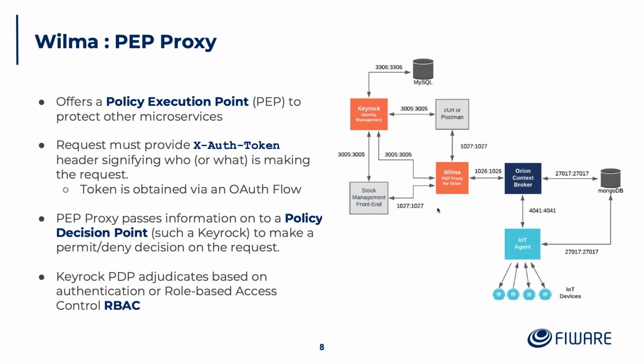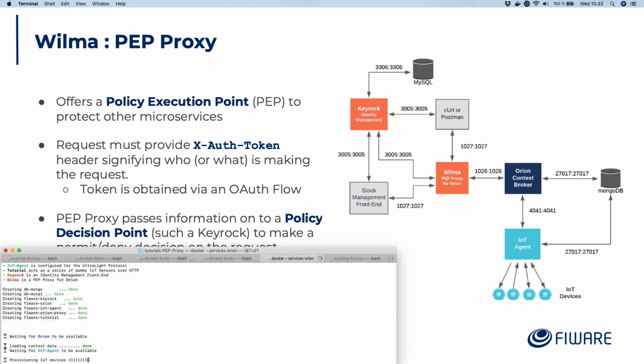So once again, we're using Keyrock to adjudicate based on role-based access, and we're going to have some way of getting into the system itself. Still provisioning some devices, but we'll get in a second. So let's get into Postman.